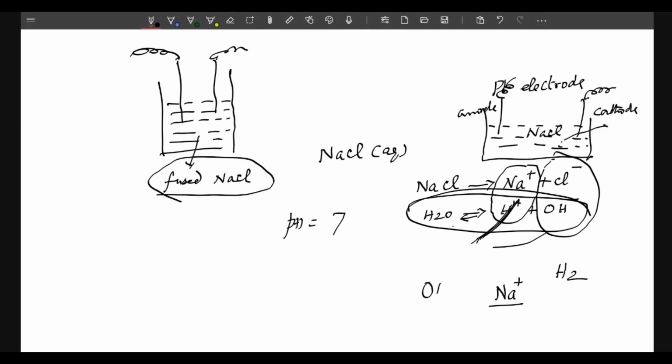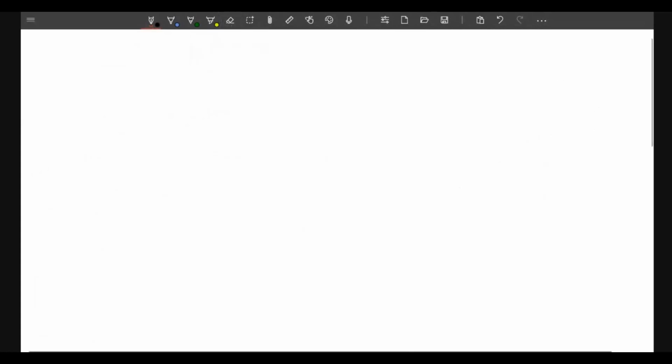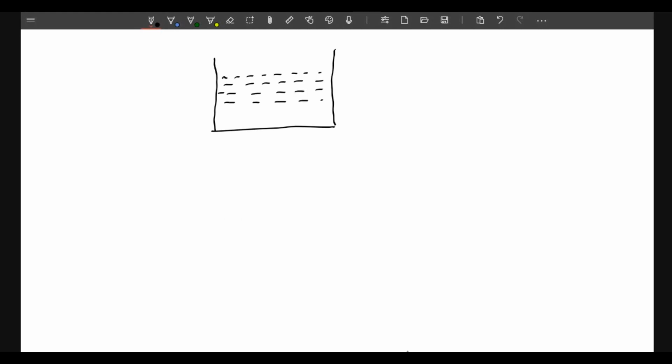Your answer is correct. Now I am going to give another question, the same type, but you should give the answer easily. Take copper sulfate aqueous solution. You are using a platinum electrode.